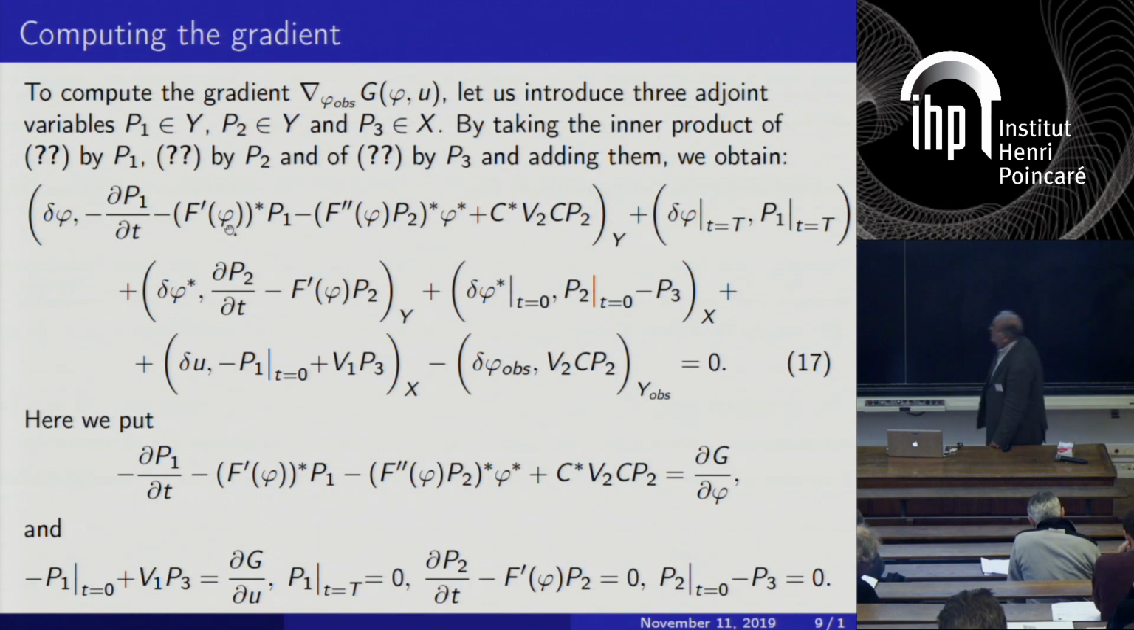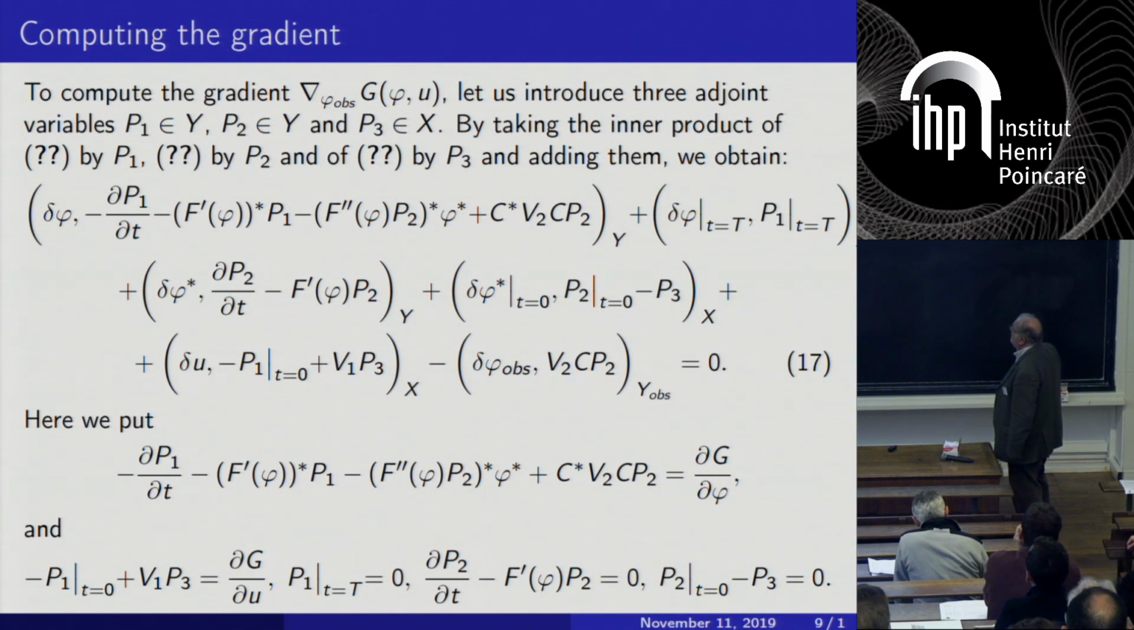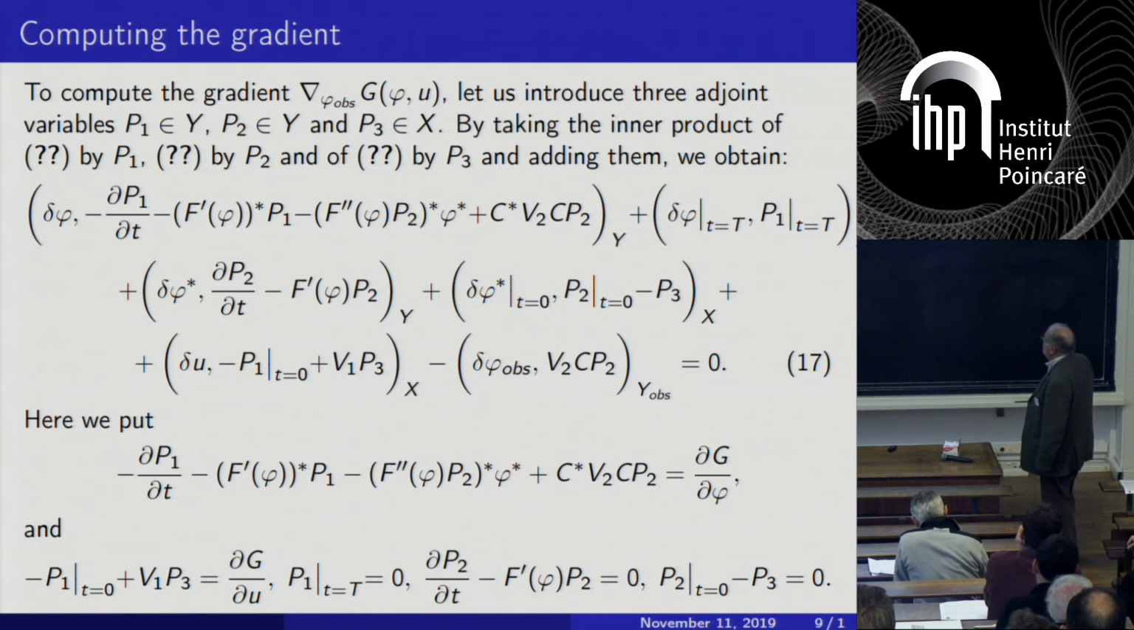So how to proceed? To compute the gradient, we need to introduce three adjoint variables, three adjoint variables at the second order. And what we do, we take the inner product of the first equation of the perturbed system with P1, of the second equation with P2, and what we find is that P1 has to be solution of the first model, minus dP1 over dt minus the derivative of the model transpose P1, and P2 is also introduced in this model, and we have also the second adjoint variable in the second equation, and the third adjoint variable is in the initial condition of P2.